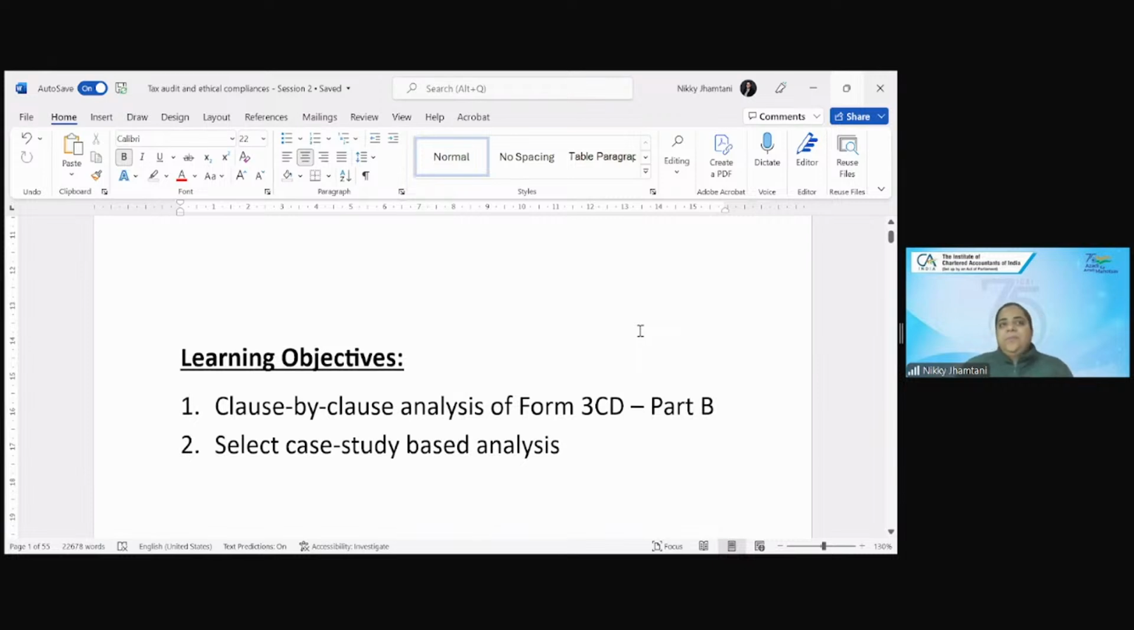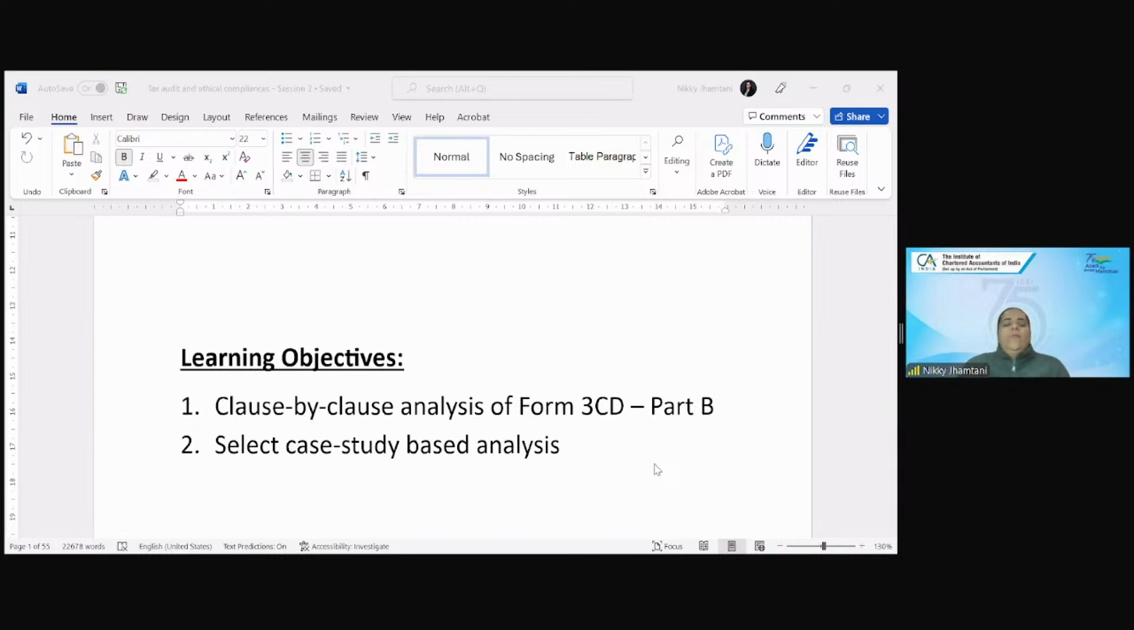And in part A, we saw that normal basic details have to be shared in the tax audit, like name, PAN, name of business, all those things, principal place of business, address of business, all those things were discussed in part A. And we analyzed clause by clause.